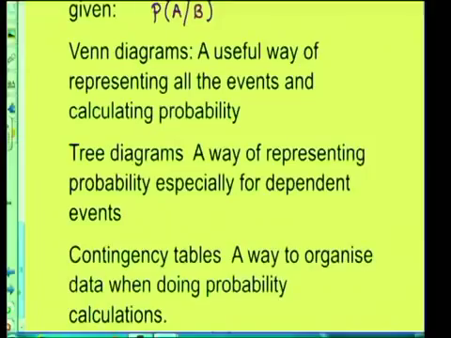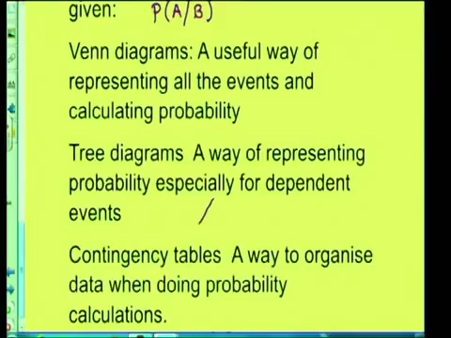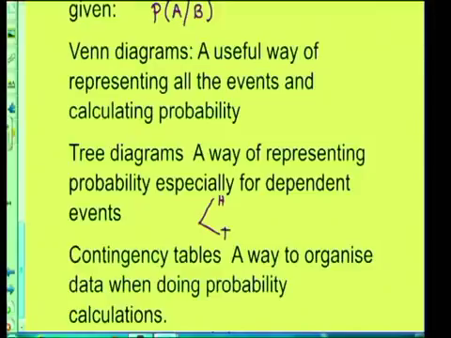A tree diagram is a way of representing probability, especially for dependent events. Now, it can also work for independent events, but it makes more sense with dependent. Basically, what I mean by a tree diagram is, say I have a probability of tossing a coin, and I can only get 2 outcomes on my coin. I can get a head or a tail. So I would go head or tail. But now if I'm going to toss the coin again, well, now I have a possibility of a head and a tail again, and a head and a tail. That's what I mean by a tree diagram.